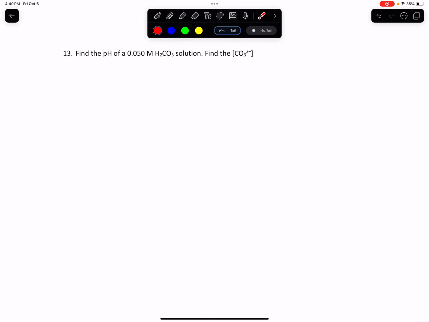Now what's interesting about this problem is this acid actually has two ionizable protons. So there's going to be two ionizations that are going to take place. So we'll take a look at them in a few minutes. But when we're trying to find the pH of an acid, whether it's a monoprotic acid or a diprotic acid, in this case a diprotic acid, the pH will essentially come from the first ionization. So let's take a look at that first ionization and calculate the pH, and then after that we'll take a look at the second ionization.